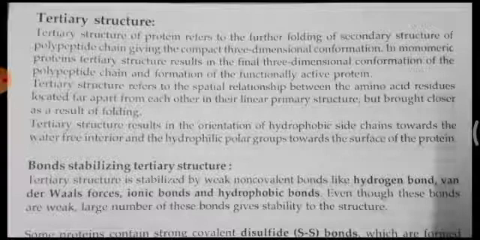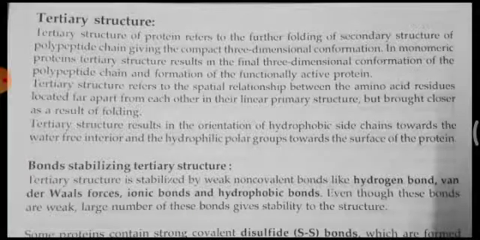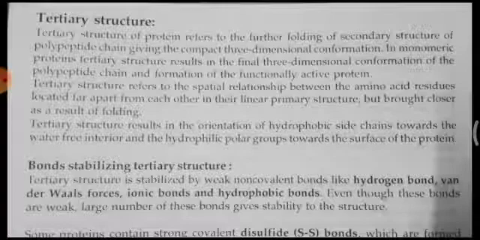So in this there is further folding of secondary structure, as you saw in the first line of the first paragraph. While further folding and bending occur, they will come closer to each other, and as a result bonding takes place, and the folding is stabilized by various bonds. The tertiary structure results in the orientation of hydrophobic side chains towards the water-free interior and hydrophilic polar groups towards the surface of the proteins. So water-loving amino acids will be exposed outside, and the water-hating hydrophobic ones are oriented towards the interior part of the tertiary structure, that makes the protein get the particular type of tertiary structure.